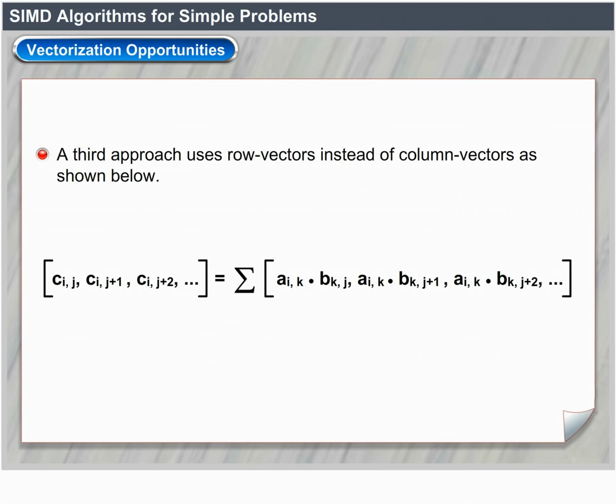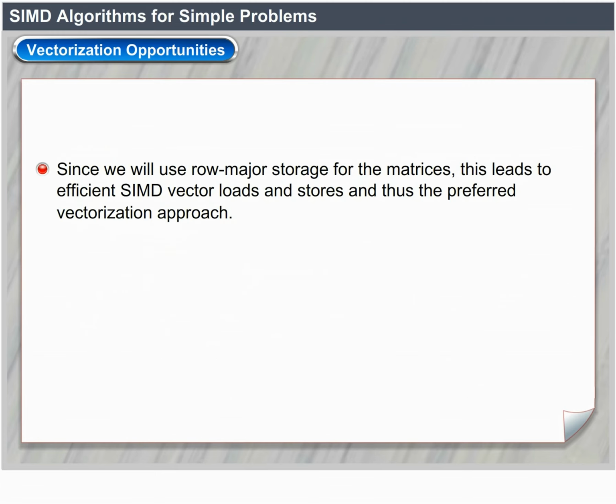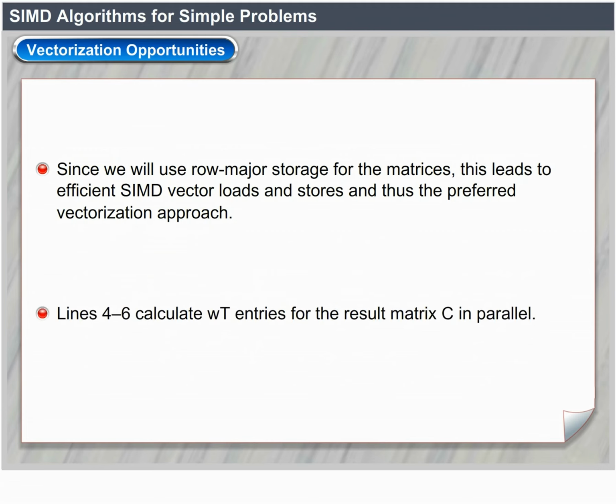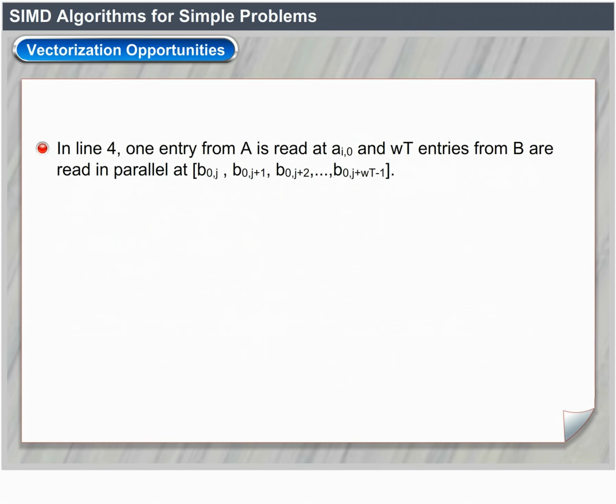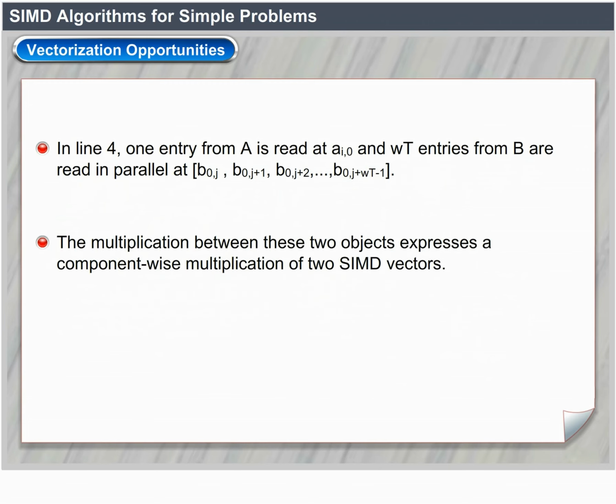Since we will use row major storage for the matrices, this leads to efficient SIMD vector loads and stores, and thus the preferred vectorization approach. Lines 4 to 6 calculate WT entries for the result matrix C in parallel. In line 4, one entry from A is read at a_i,0 and WT entries from B are read in parallel at B_0,j. It goes up to B_0,j plus WT minus 1. The multiplication between these two objects expresses a component-wise multiplication of two SIMD vectors.